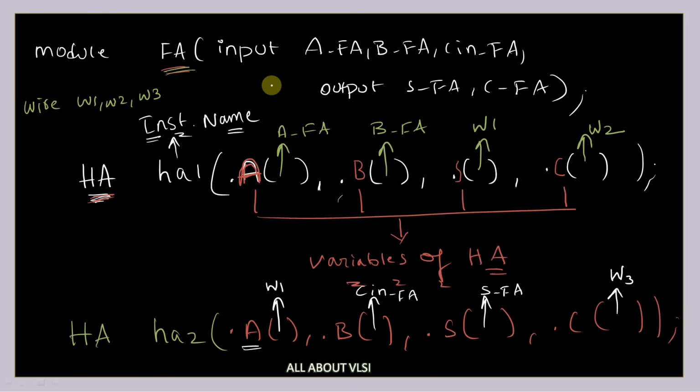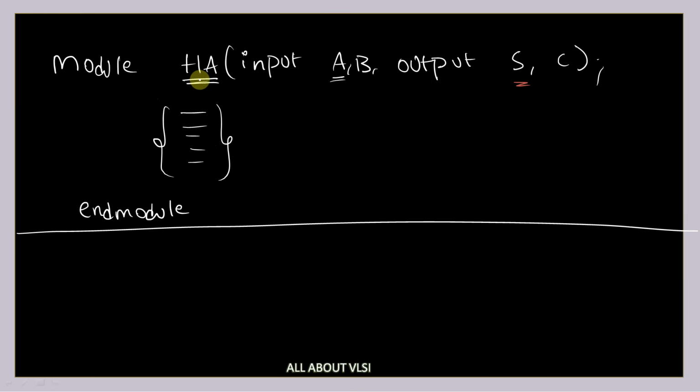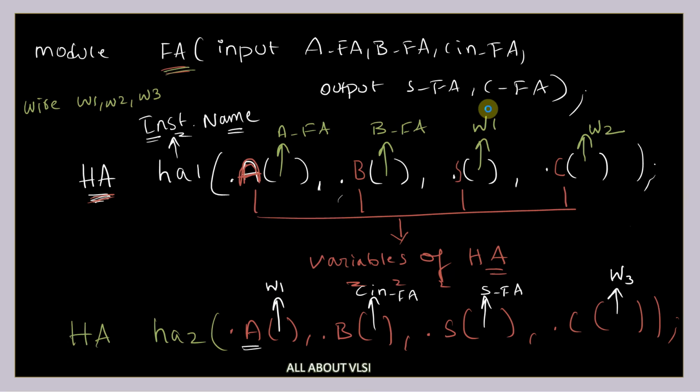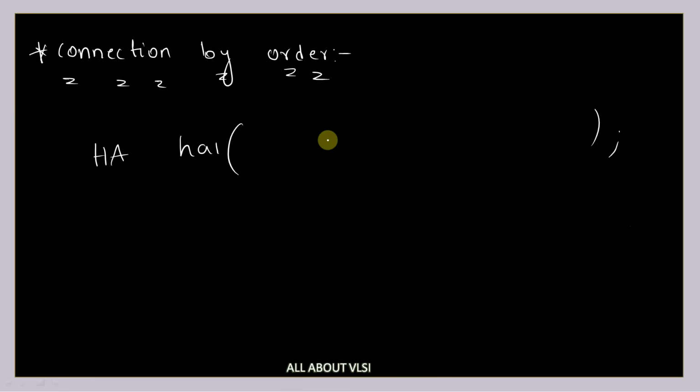What do you mean by order? Whenever you are writing the code of your half adder, what is the order you have followed for declaration? First you have declared input, A and B. Next you have declared output S and C. And when you are connecting the variables by order, if you are writing A_FA, B_FA, wire W1, wire W2, you're not mentioning the variables of your half adder, just the variables of your full adder.